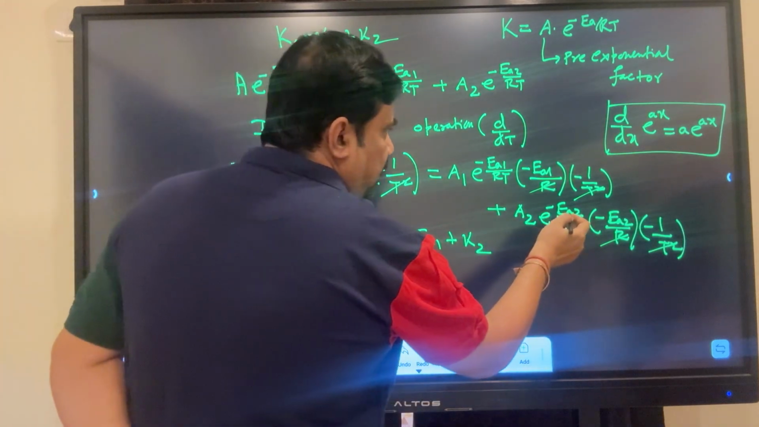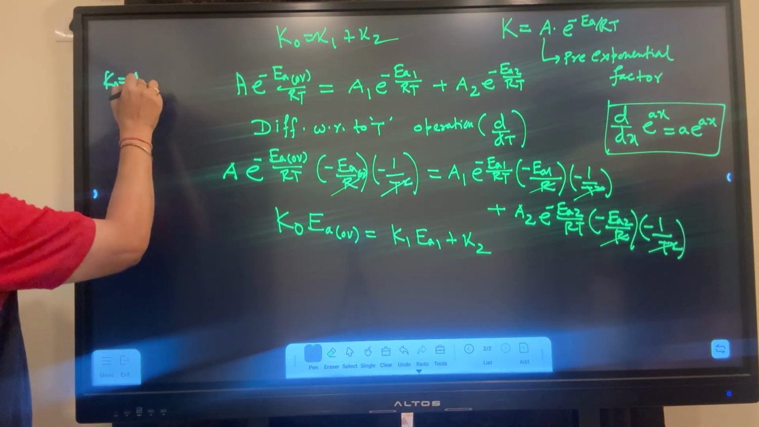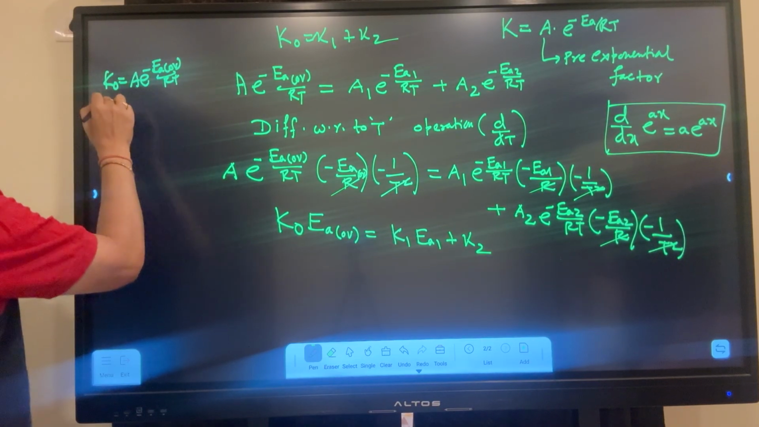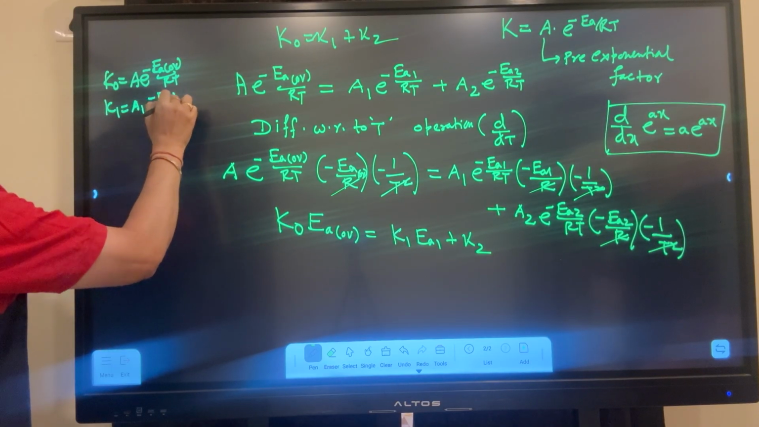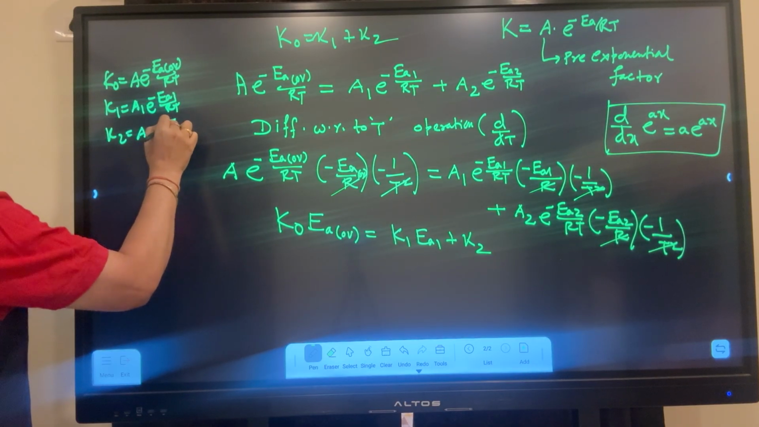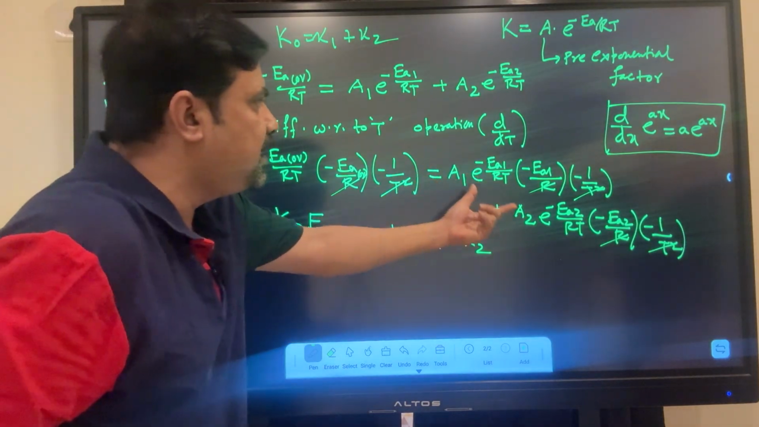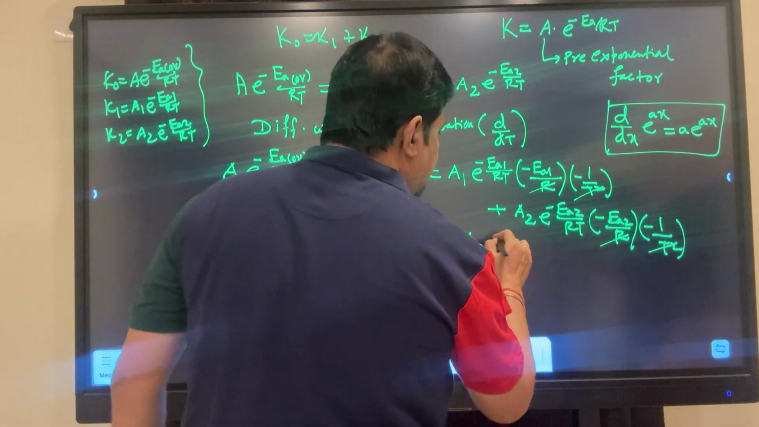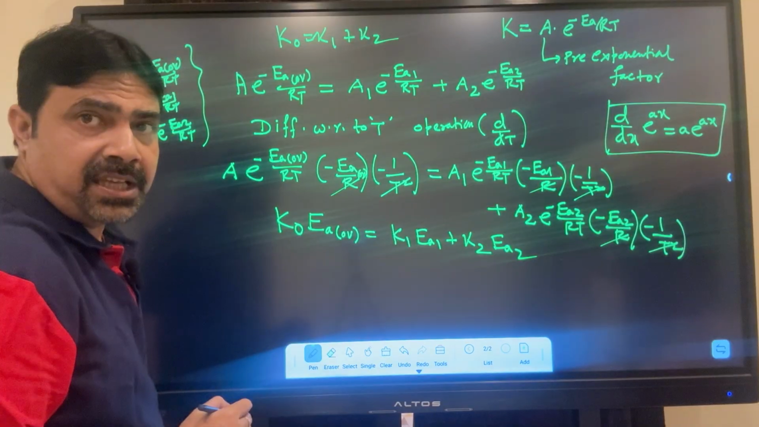The basic idea: K overall equals A into e to the power minus activation energy overall by RT, this expression. Instead of K1, I write A1 into e to the power minus Ea1 by RT. Instead of K2, I write A2 into e to the power minus Ea2 by RT. These three expressions. Now instead of that place I am putting that one, instead of this one I put K2, and then minus and plus, that is nothing but Ea2.